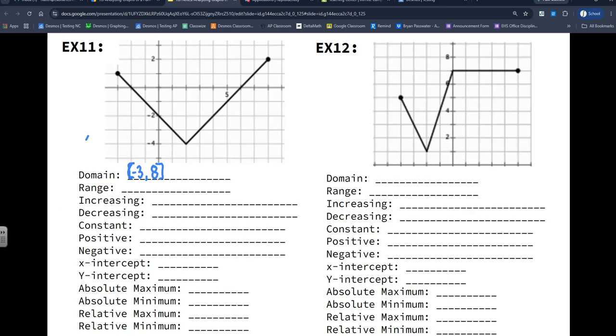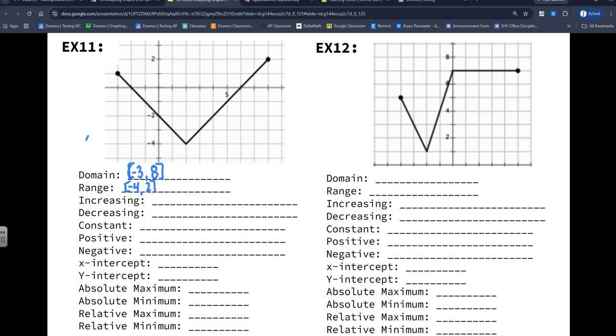Okay. Range, we're starting from the bottom. So from the bottom, what is my lowest that I'm going to have here? -4. What do I go up to? There's my highest point. That is at 2. So we're going to have -4 to 2. Okay.